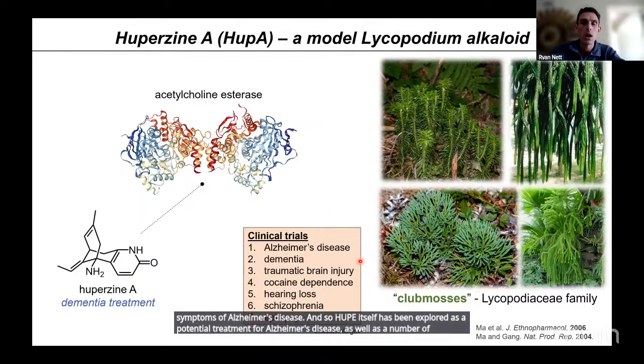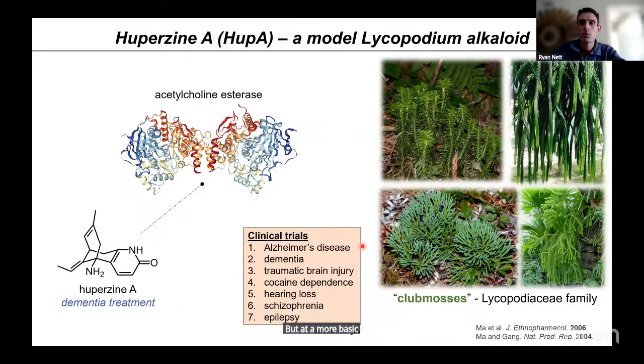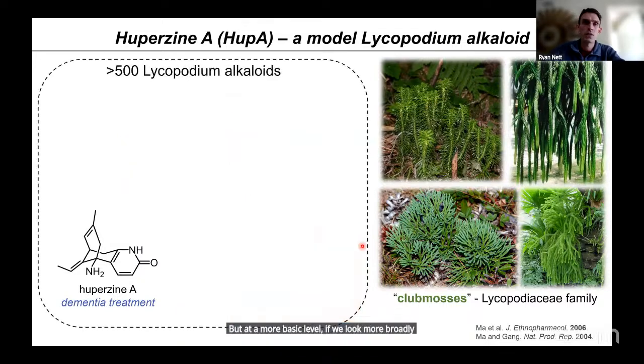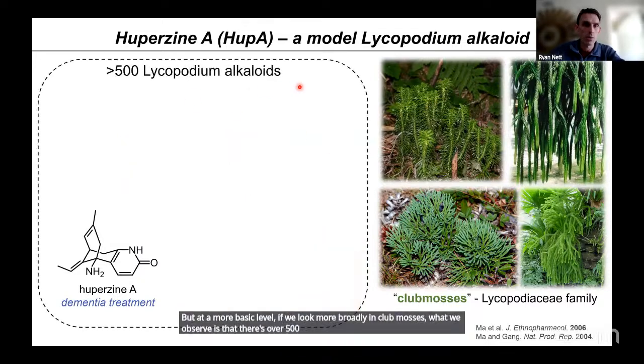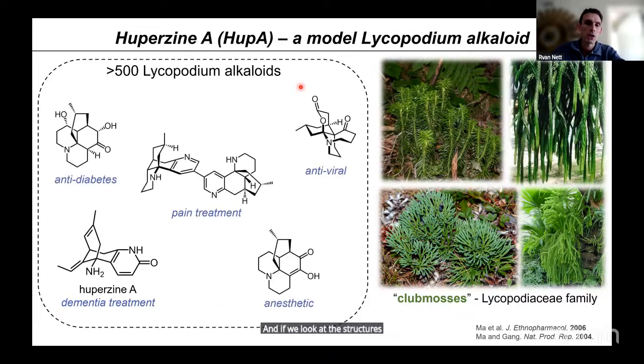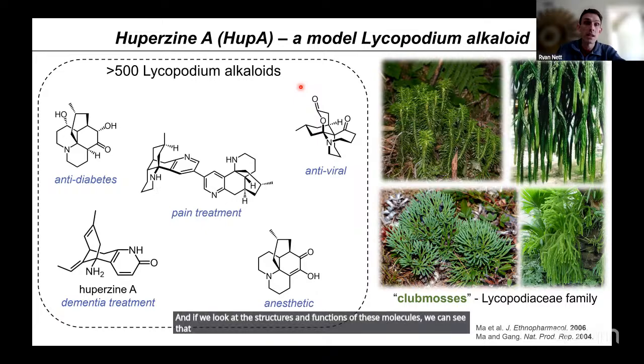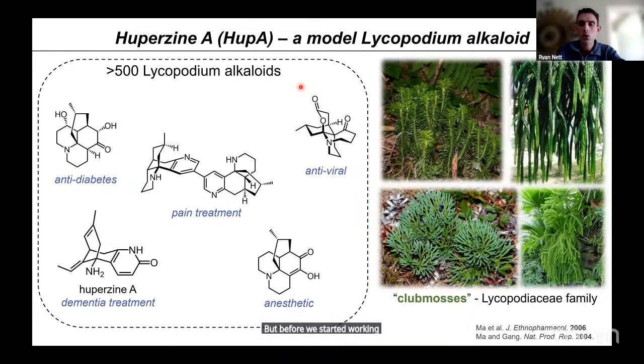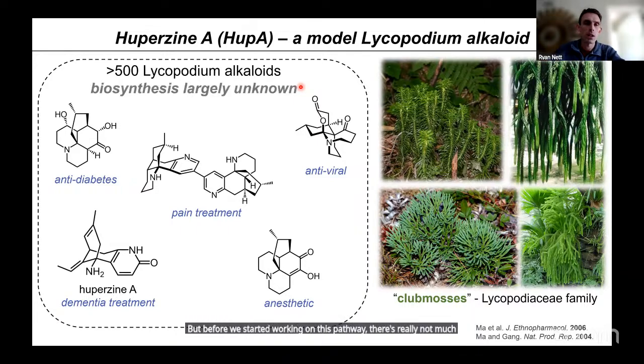But at a more basic level, if we look more broadly in club mosses, what we observe is that there are over 500 unique lycopodium alkaloids that have been described. And if we look at the structures and functions of these molecules, we can see that they're quite diverse, and many of them have properties that would suggest they could be useful within medicine. But before we started working on this pathway, there was really not much known about how these molecules were actually made in the plant.